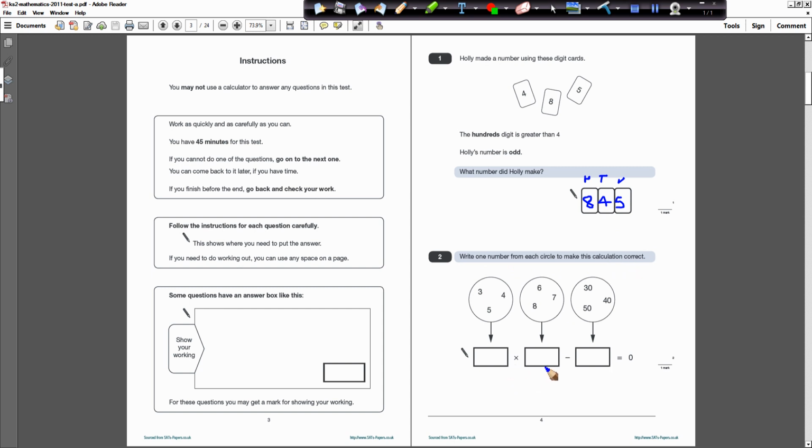That's done. Write one number from each circle to make this calculation correct. Something times by something, take away something is equal to nothing. So what should we start with? Times by 8 minus 40. Okay, that works. So 5 times by 8 is 40, and then we minus the 40, that will give you 0. Or what else are you thinking? 5 times by 6 is 30, minus 30 is 0. That's also good as well.